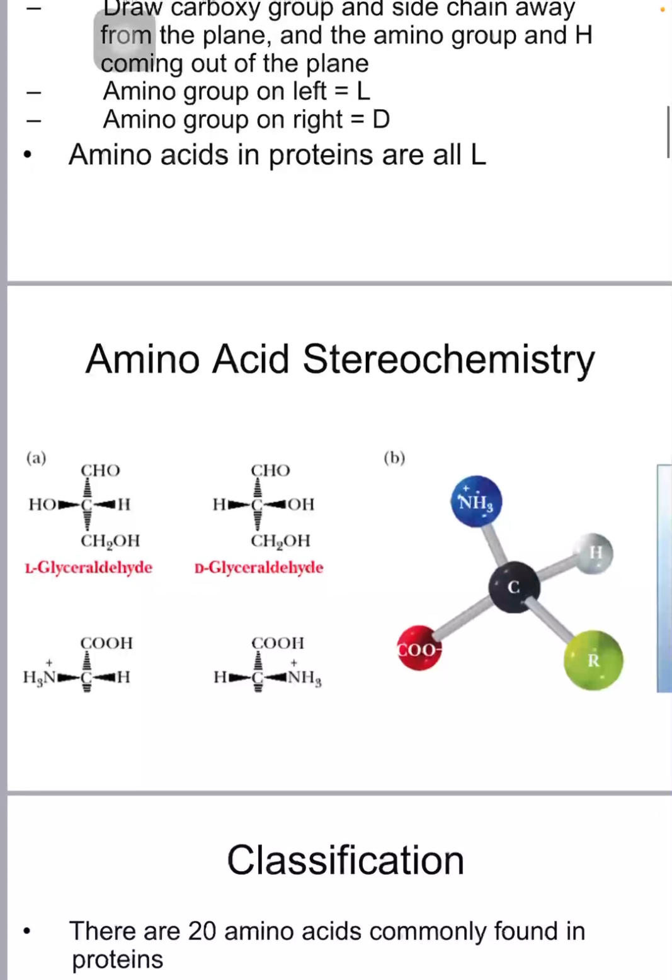All right. Not too worried about this slide. This is just showing how the Fisher projection was adapted to amino acids. It actually started off with a couple of aldehydes. I'm not really worried about that.